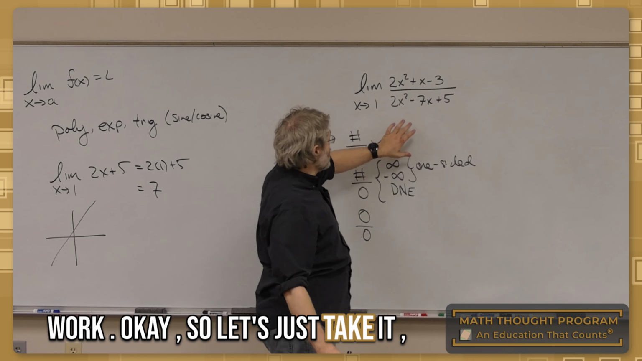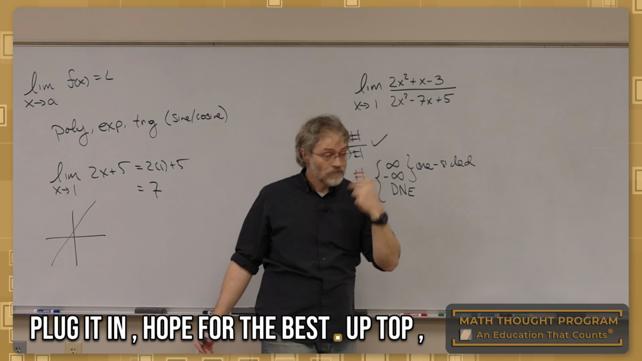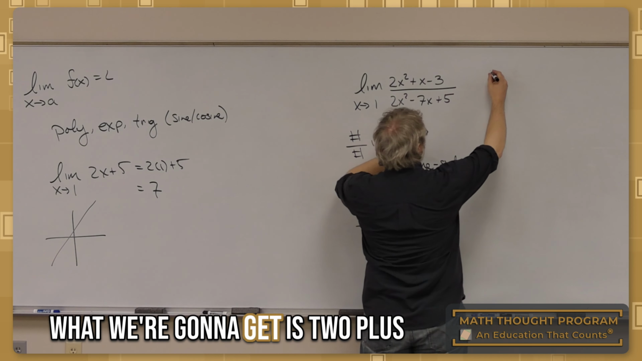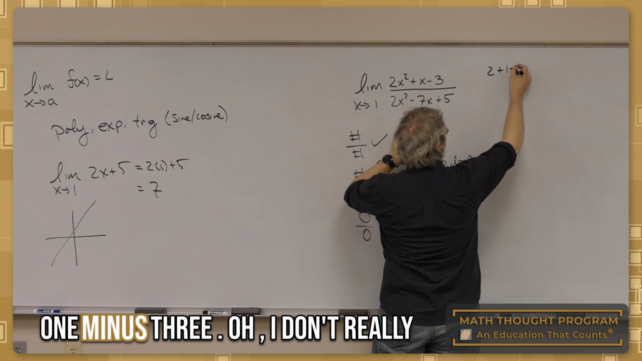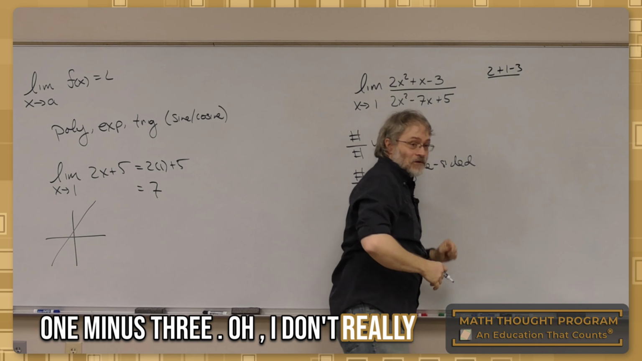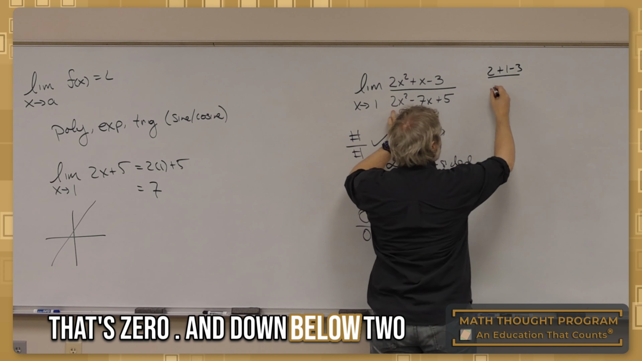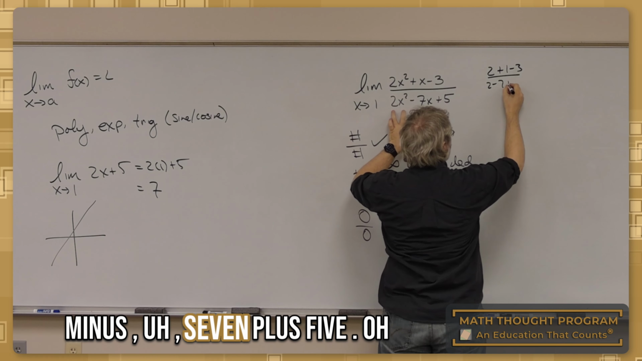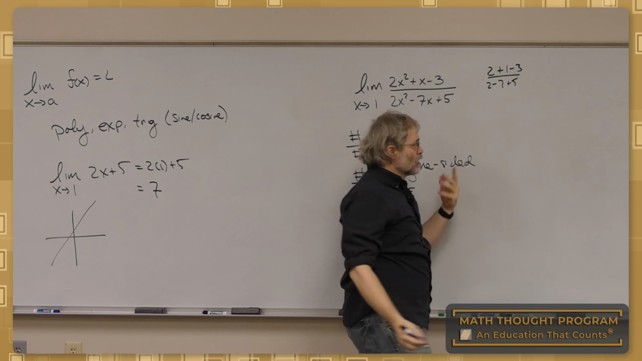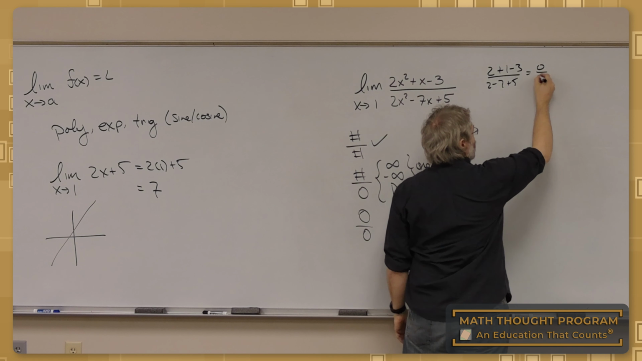Okay, so let's just take it, plug it in, hope for the best. Up top, what we're going to get is 2 plus 1 minus 3. Oh, I don't really like the way this is going, but okay, that's 0. And down below, 2 minus 7 plus 5. Oh, okay. 0 over 0.